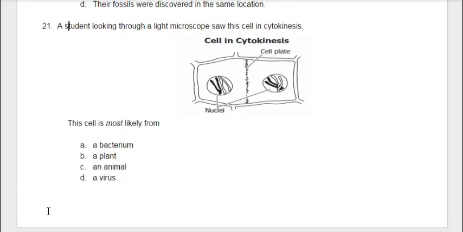21. A student looking through a light microscope saw this cell in cytokinesis. Cell in cytokinesis, cell plate, the nuclei. This cell is most likely from A. A bacterium, B. A plant, C. An animal, or D. A virus.